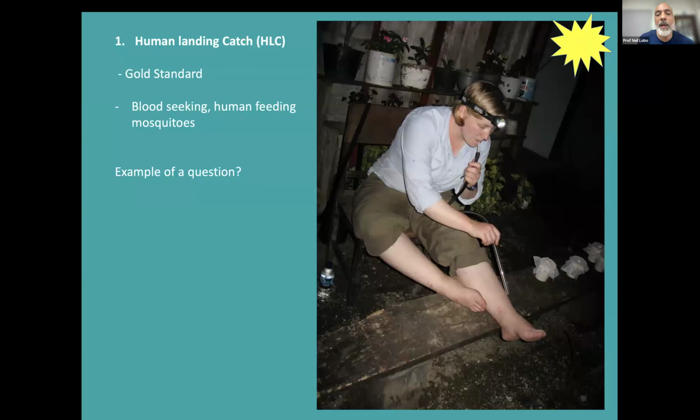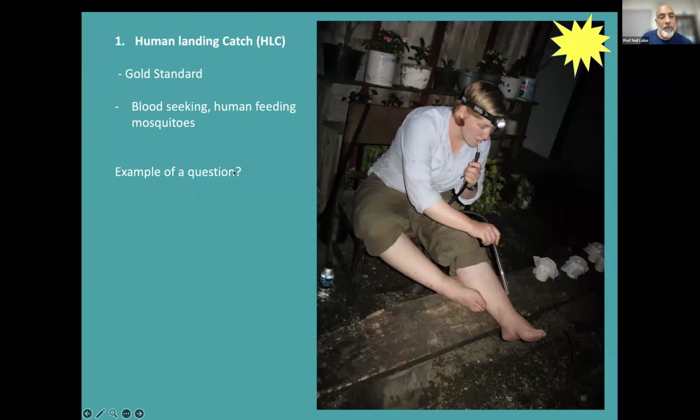If you remember from yesterday, we looked at human behavior observations. So the human behavior observations are paired. Ideally, the human behavior observations would be paired with human landing catches to understand community-based exposure, if you remember what we went through yesterday.